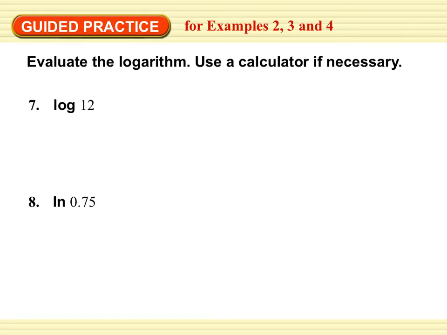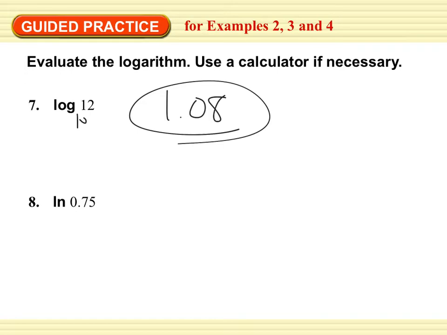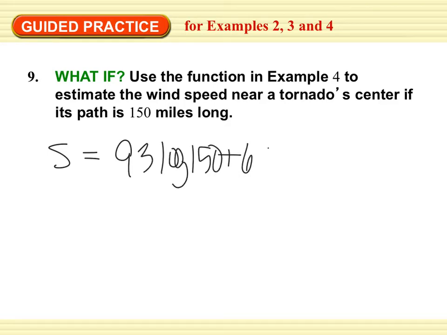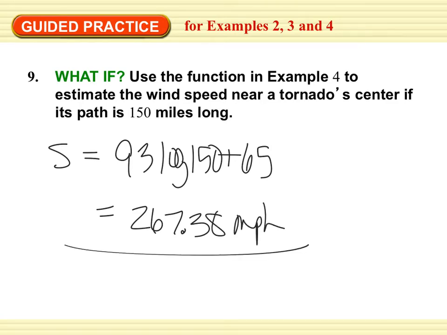1/3. Okay, here I have base 10, so I can just plug it into my calculator. Log 12 is 1.08. And then natural log, so ln 0.75 is -0.29. And use the function in example 4 to estimate the wind speed near a tornado center if the path is 150 miles long. So 93 log 150 plus 65. So log 150 times 93 plus 65, and I get 267.38 miles per hour.